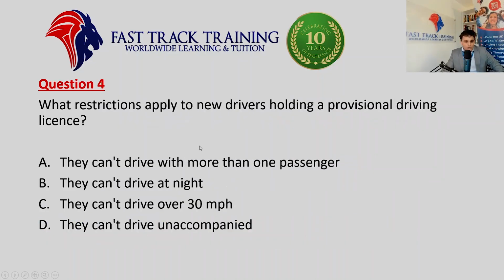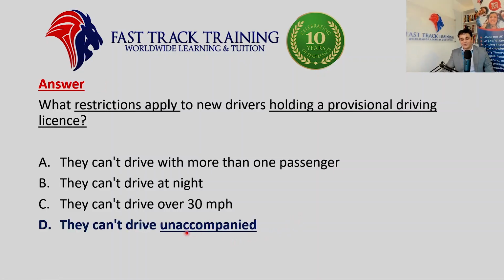What restrictions apply to new drivers holding a provisional driving license? Let me read the question. They can't drive with more than one passenger. They can't drive at night. They can't drive over 30 miles an hour, and they can't drive unaccompanied. Which is the correct answer? Unaccompanied. We know this language, we used it in the previous section. Restrictions apply for provisionals. You can't drive without someone with you.